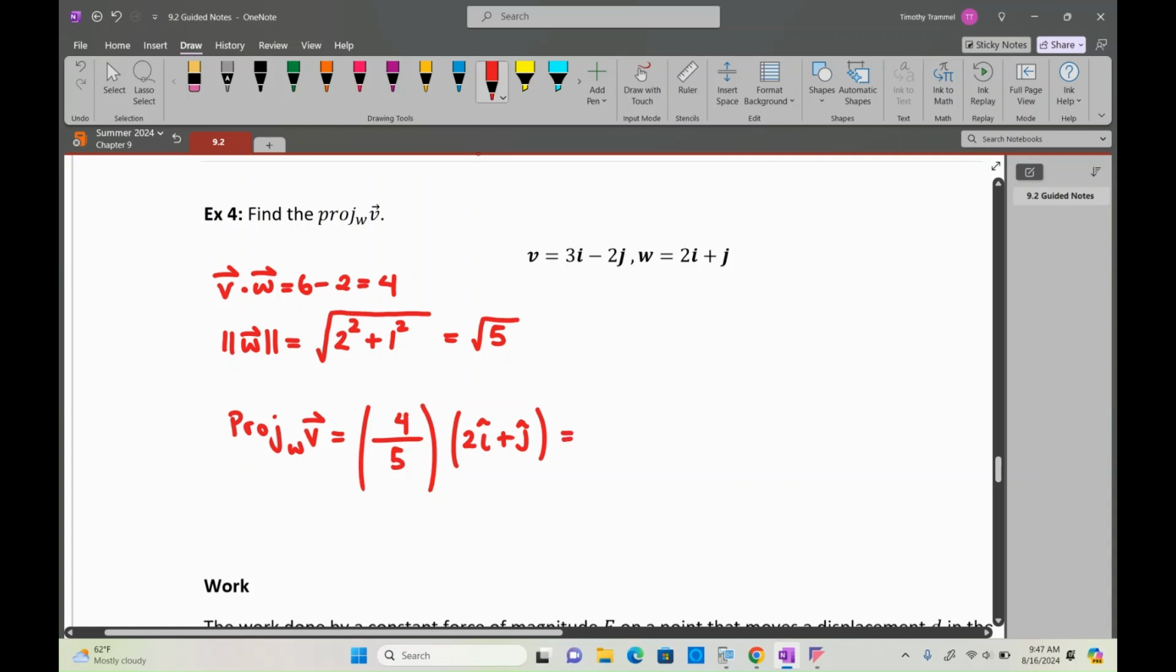And so this just gives us 8/5 I plus 4/5 J. And so that right there is our vector projection of V onto W.